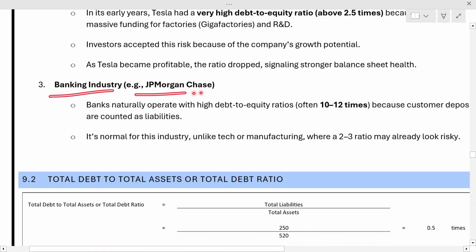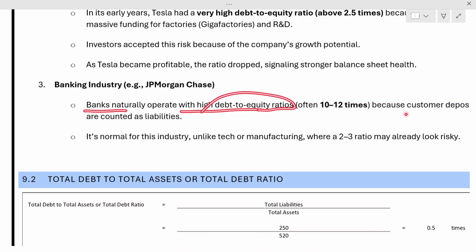Now if you see banking companies like JP Morgan Chase and others, banks naturally operate at a very high debt to equity ratio because customer deposits are counted as liabilities for the bank, right? So these are the important things or factors about the debt equity ratio.